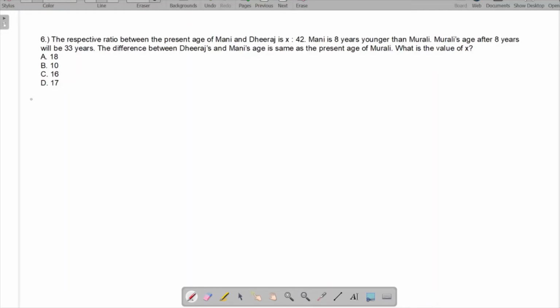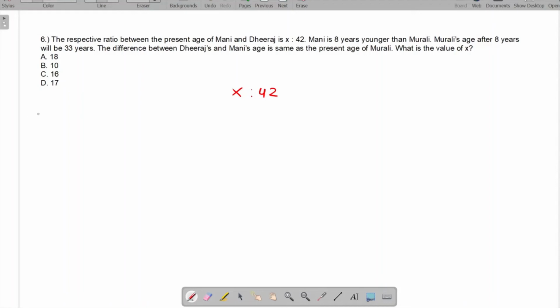The respective ratio between the present age of Mani and Dheeraj is x:42. Mani is 8 years younger than Murali. Murali's age after 8 years will be 33 years. The difference between Dheeraj's and Mani's age is same as that of present age of Murali. What is the value of x? So before solving this question, we have to find the value of x in the ratio x:42.